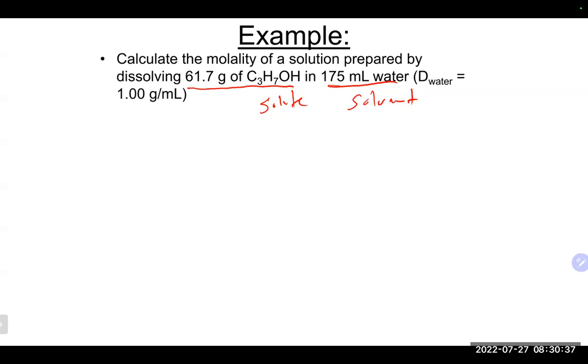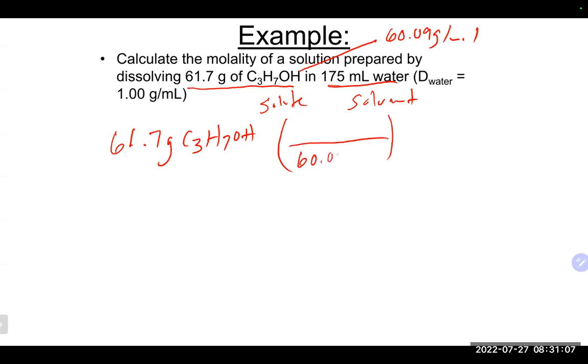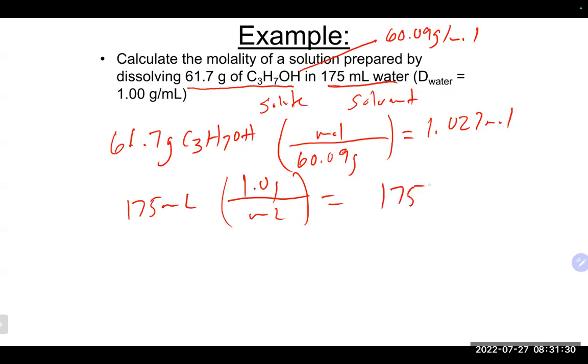So we would want to convert our grams into moles by taking our molar mass here, which looks like it is about 60.09 grams per mole. So we'll get our 61.7 grams. Again, we're going to use the molar mass to divide and get our moles of our solute. That gives us 1.027 moles. And in this case, we have 175 milliliters of water that has a density of 1 gram per milliliter. Gives us 175 grams of water.